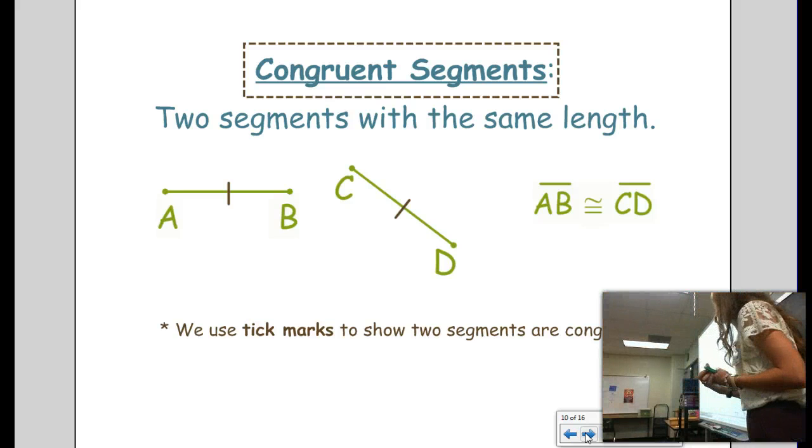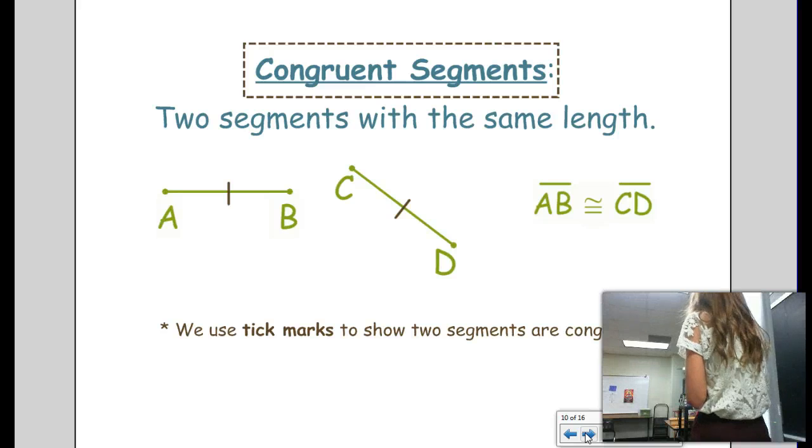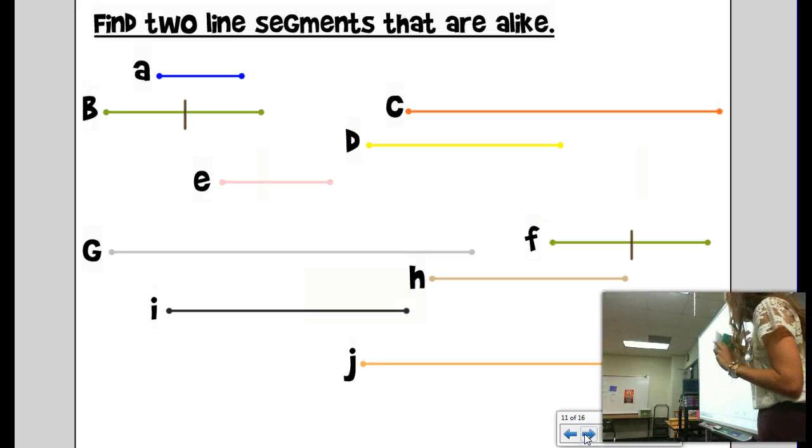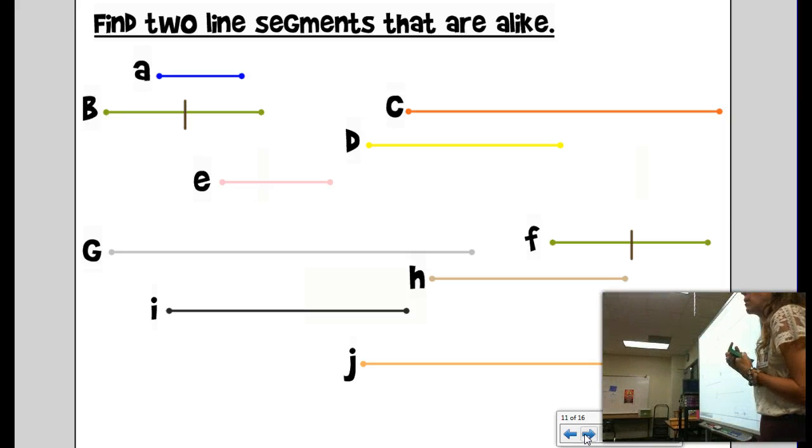Alright, so we already talked about this. Congruent segments are just two segments that are the same exact length, so I'm not going to spend much longer on that. Okay, what if I just threw all these segments at you, and I asked you to tell me which ones were congruent? What could you do? You could guess? I don't like that answer.